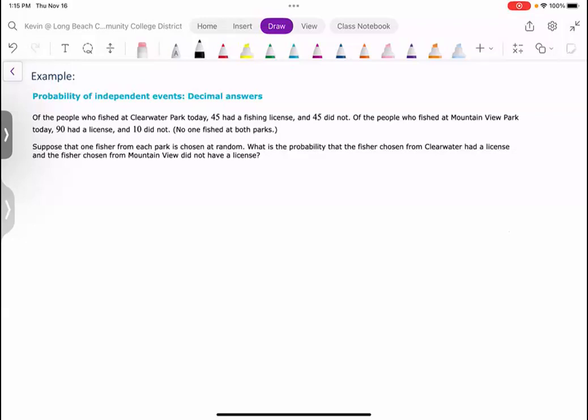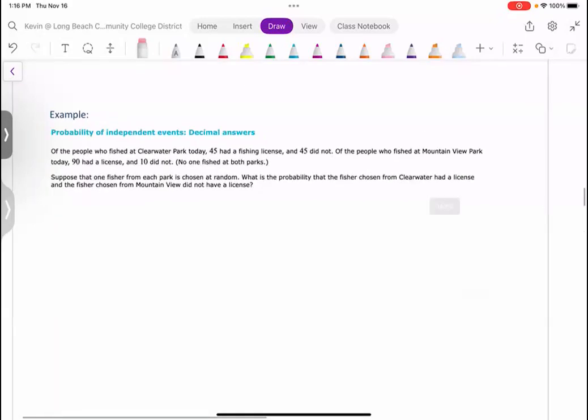Of the people who fished at Clearwater Park today, 45 had a fishing license and 45 did not. Of the people who fished at Mountain Valley View Park today, 90 had a license and 10 did not. And no one was at both. Suppose one fisher from each park is chosen at random. Find the probability that the fisher from Clearwater had a license and the fisher chosen from Mountain View did not have a license. Let's start out here.